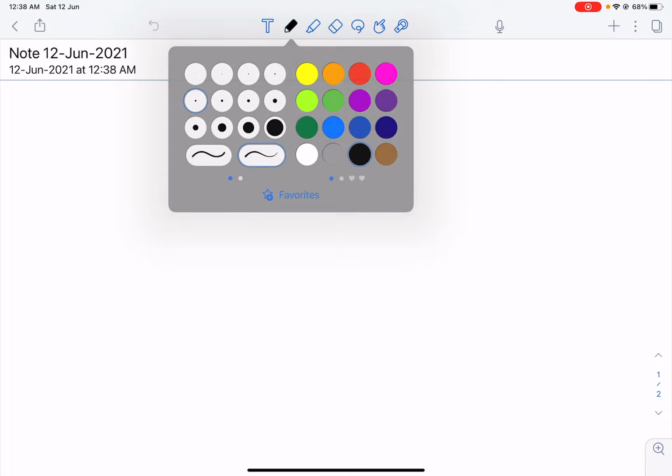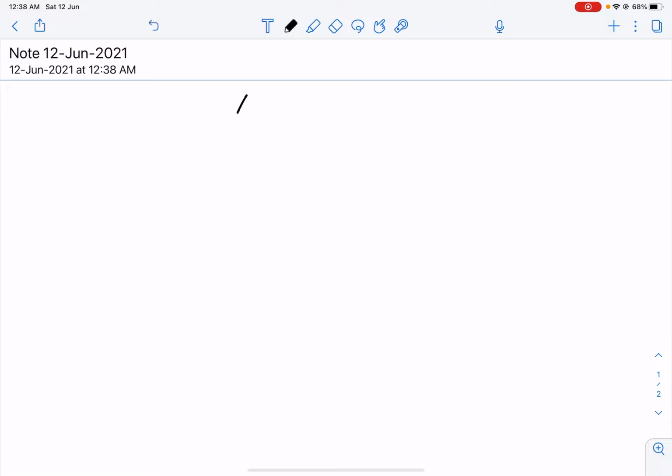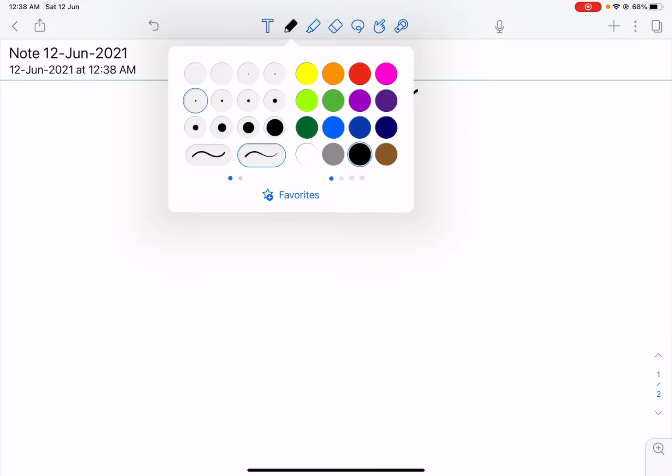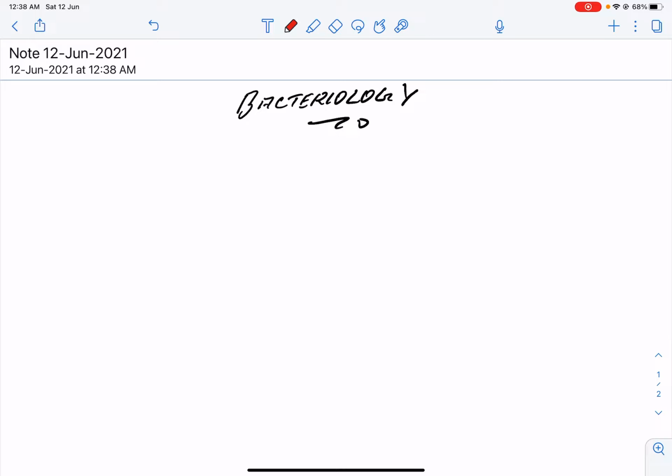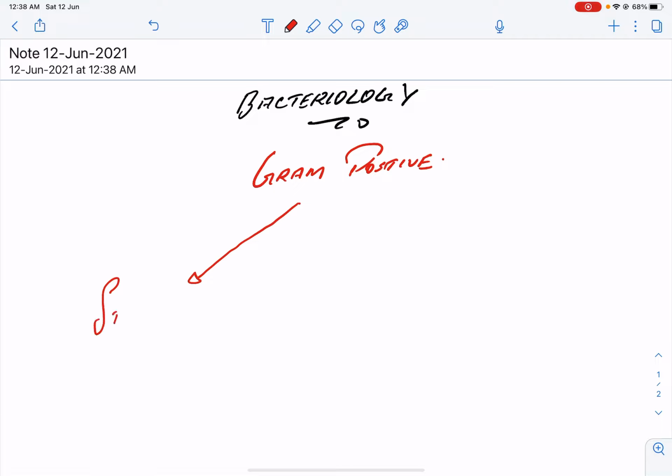So let's proceed. We are going to talk about bacteriology. As you all know, from lower class, we are hearing bacteria. So the first thing that comes to our mind is what? The gram positive ones. Among the gram positive, the important high yield bacteria in all the exams, one is Staphylococcus. The other is our Streptococcus.